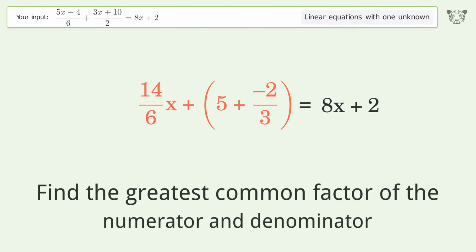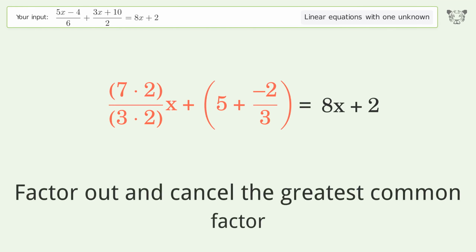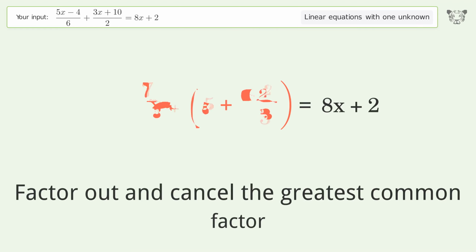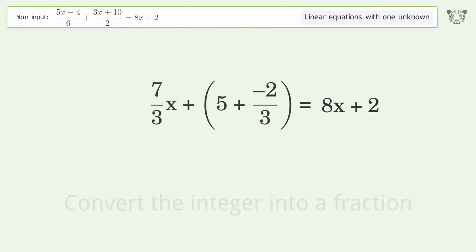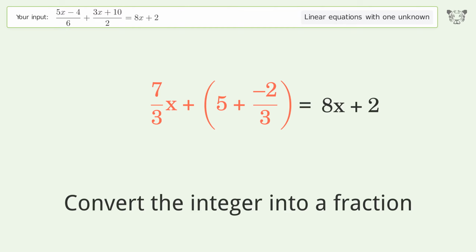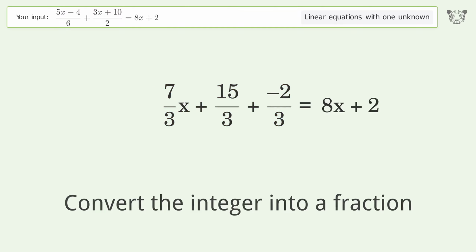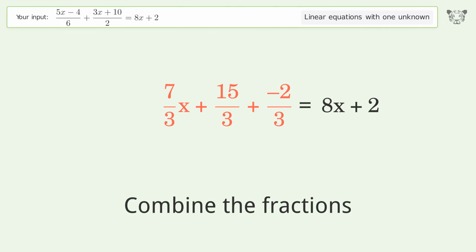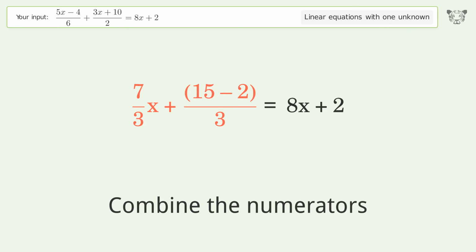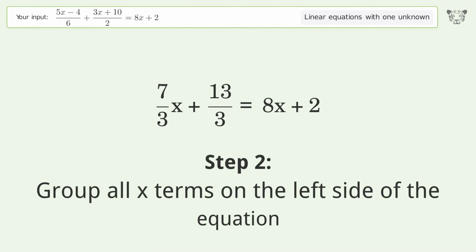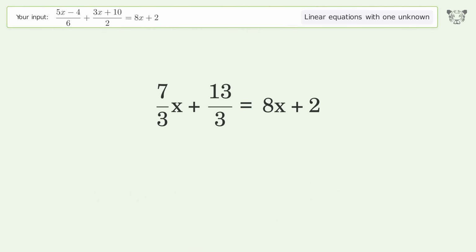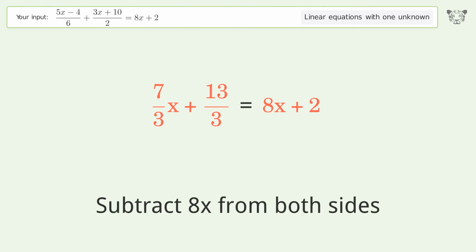Find the greatest common factor of the numerator and denominator. Factor out and cancel the greatest common factor. Convert the integer into a fraction. Combine the fractions. Combine the numerators. Group all x terms on the left side of the equation. Subtract 8x from both sides.